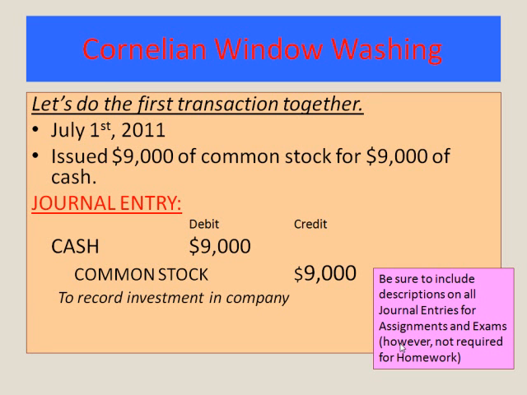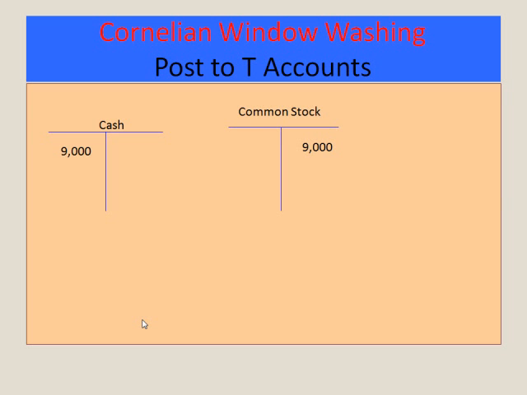It's on the right side of the equation. We increase those accounts with a credit. And note that I put a description under that journal entry. Be sure to include descriptions on all your journal entries and assignments and exams. However, you're not required to do so for homework. All right, so now turn to the T account page and post these transactions. You're going to debit cash, $9,000. You are going to credit common stock for $9,000. And note the debits are on the left and the credits are on the right.